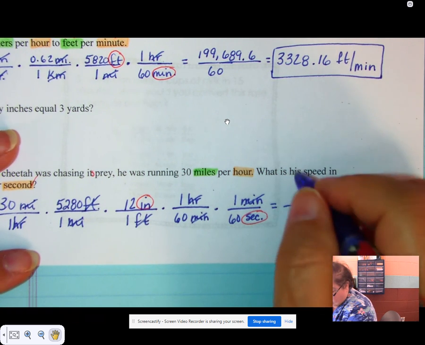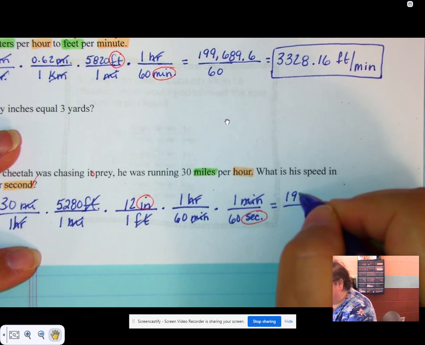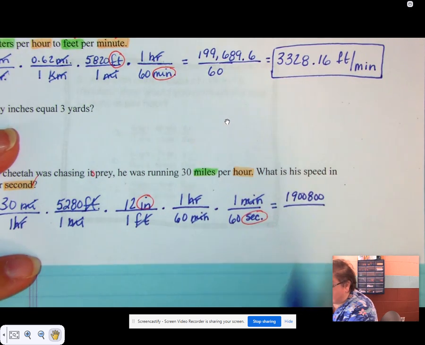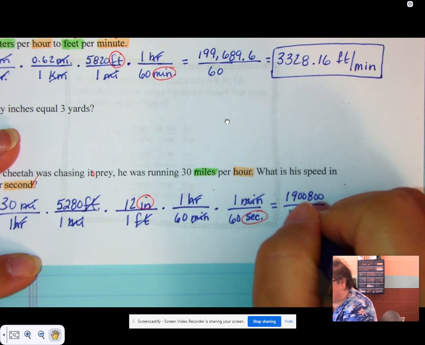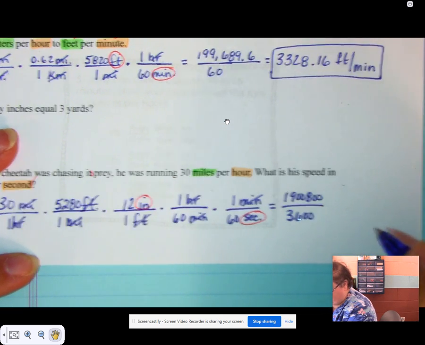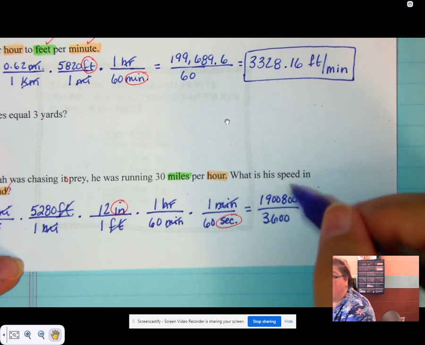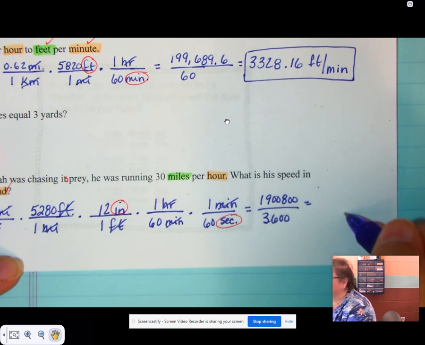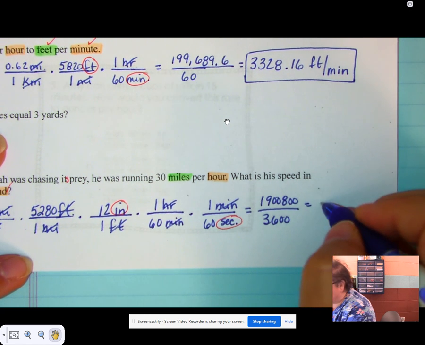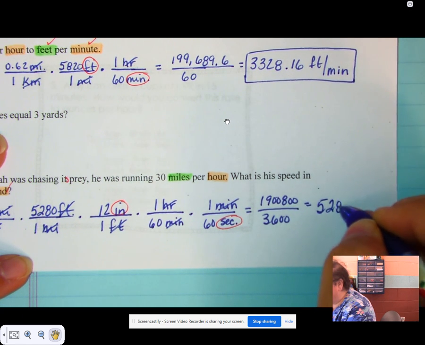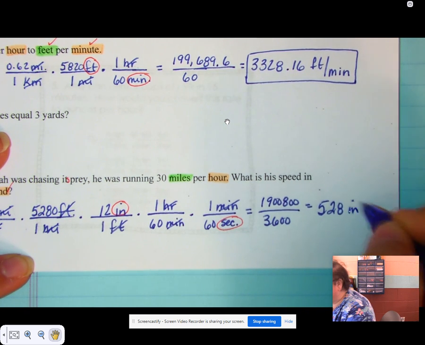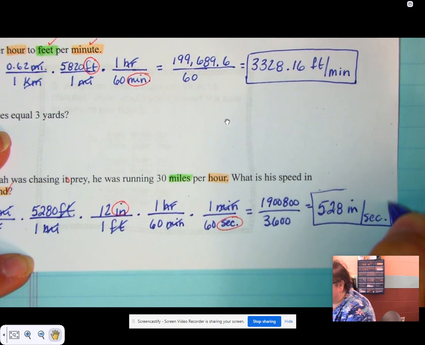So, 1,900,800 divided by 60 times 60, 3,600. Okay? And then when you simplify that or divide it, either way you want it, you can type it in your calculator as a fraction and it will simplify it for you. Or you can type it in as division and we get 528. What's on top goes first, inches per second. And that should have been your final answer.